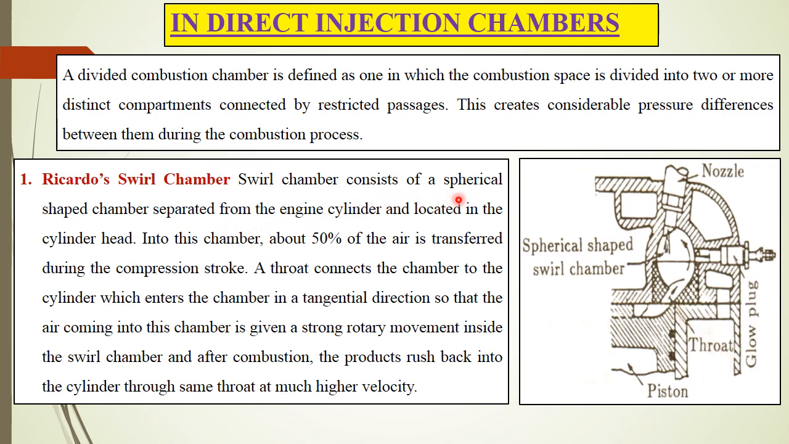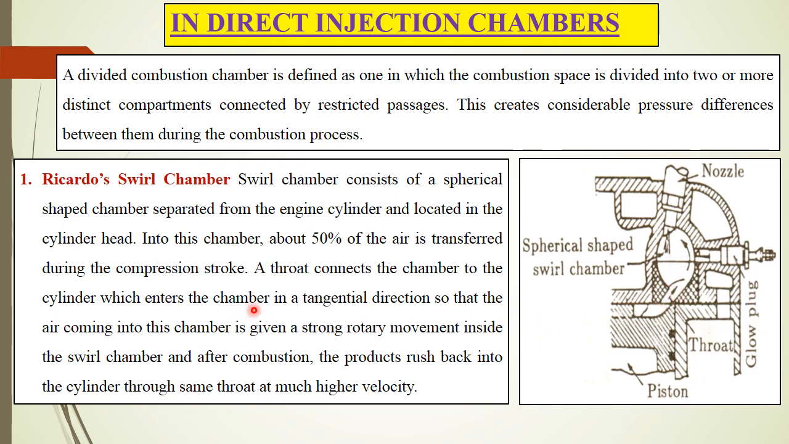The swirl chamber consists of a spherical-shaped chamber separated from the engine cylinder and located in the cylinder head. About 50% of the air in the main engine cylinder is forced into this chamber during the compression stroke. It is transferred from the main combustion chamber to this additional chamber.